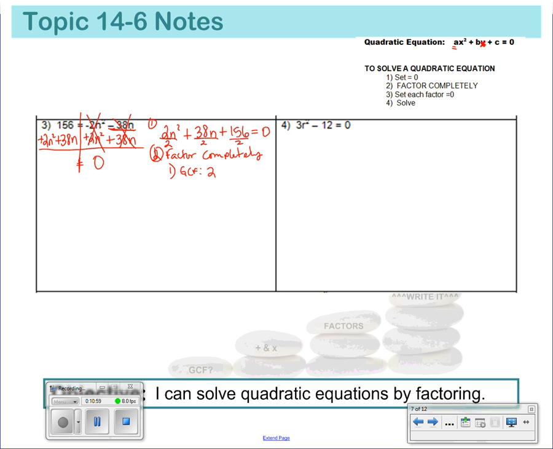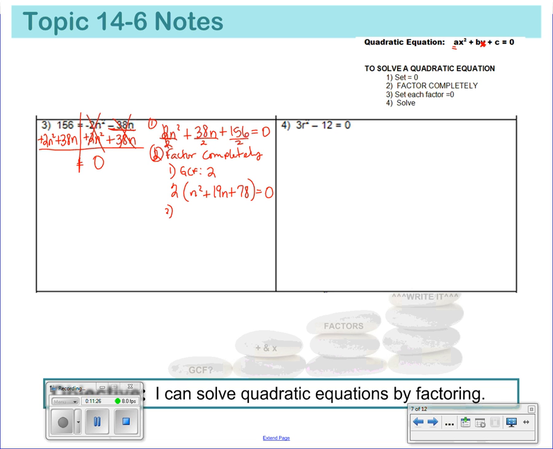I'll look at my n's. Notice I don't have an n with the 156, so n is not part of the GCF. When I factor out the 2, what we have left over is n squared, 38 divided by 2 is 19, still have an n there, plus 156 divided by 2 is 78. This is equal to 0 again. So we factored out the GCF.